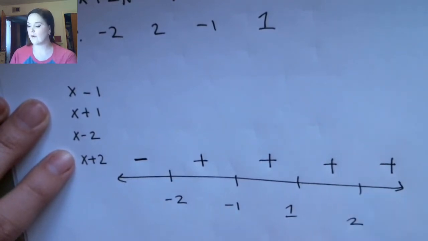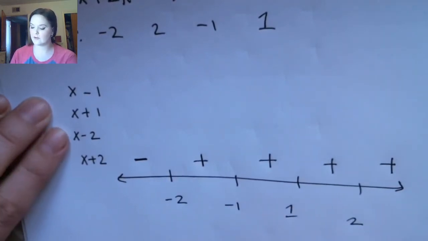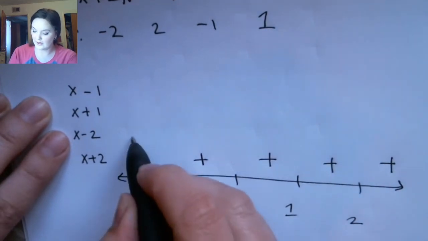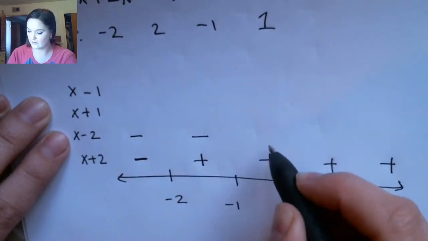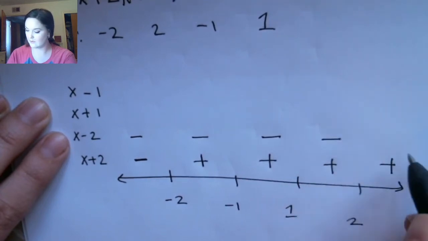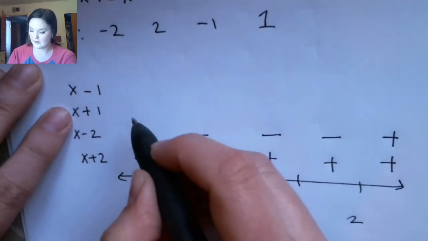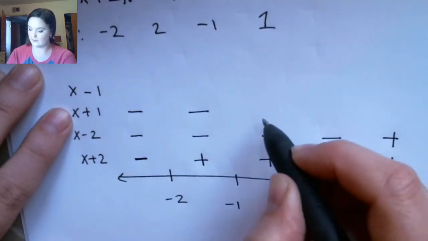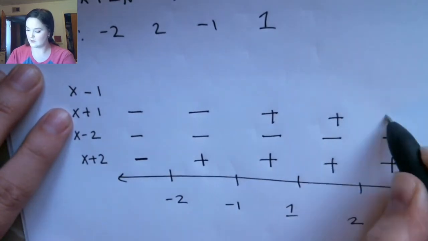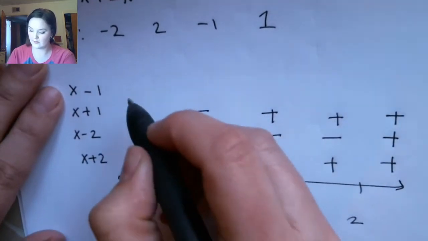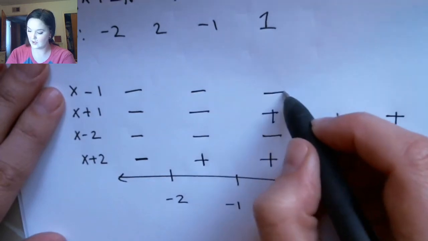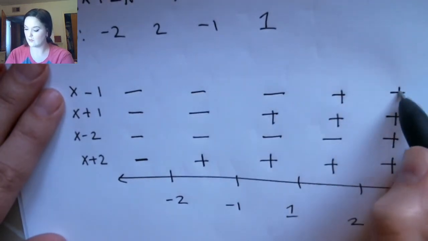By now I feel like you guys know how to fill these out, so I'm going to fill out the rest of them. I would have negative, negative, negative, negative, positive. Here I'm going to have negative, negative, positive, positive, positive, and here I'll have negative, negative, negative, positive, positive.